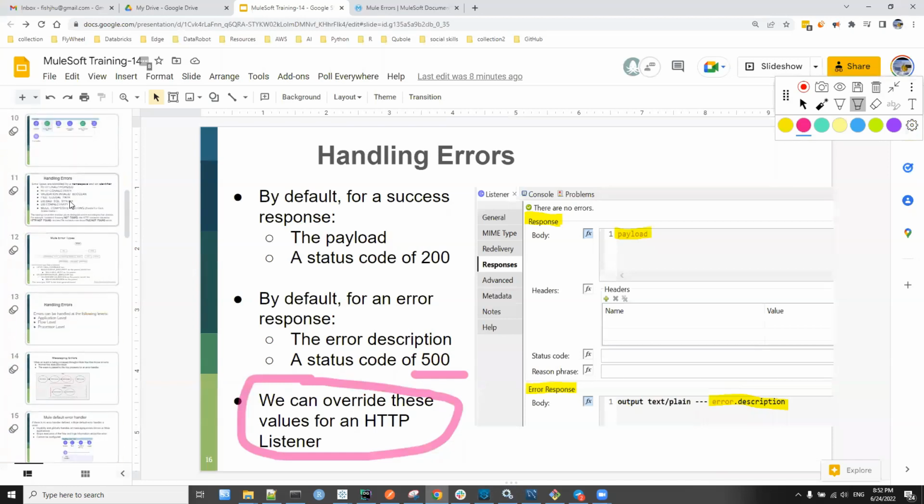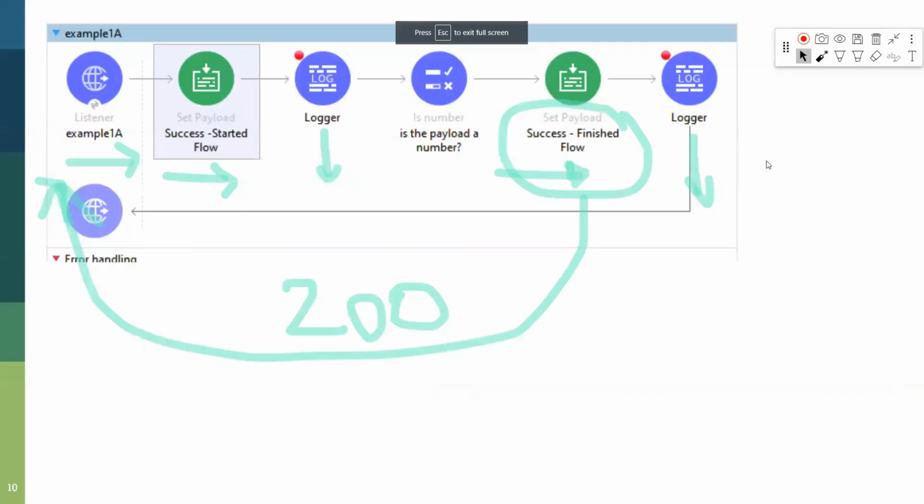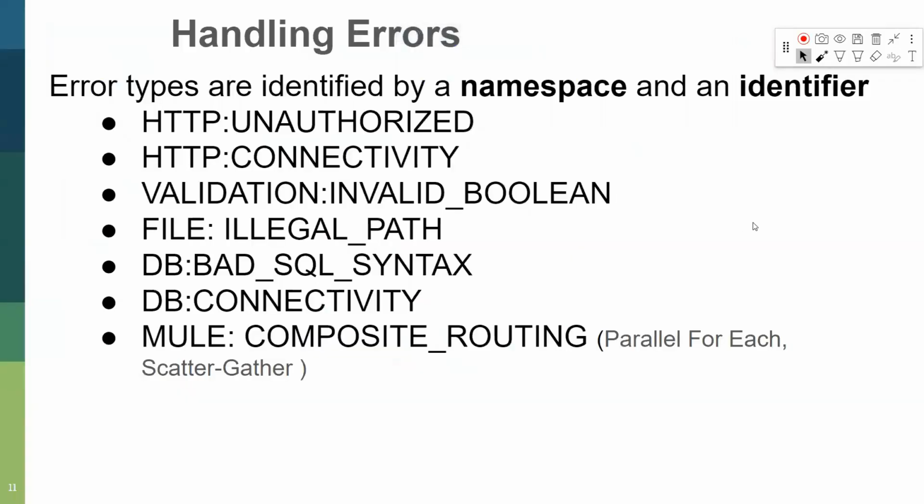So we were here. Perfect. We said error types are identified by a namespace and an identifier, separated by a colon. We have a namespace here, which is a domain. It tells us the domain, whether it is HTTP, validation related, file, or database, and so on. And there is an identifier.